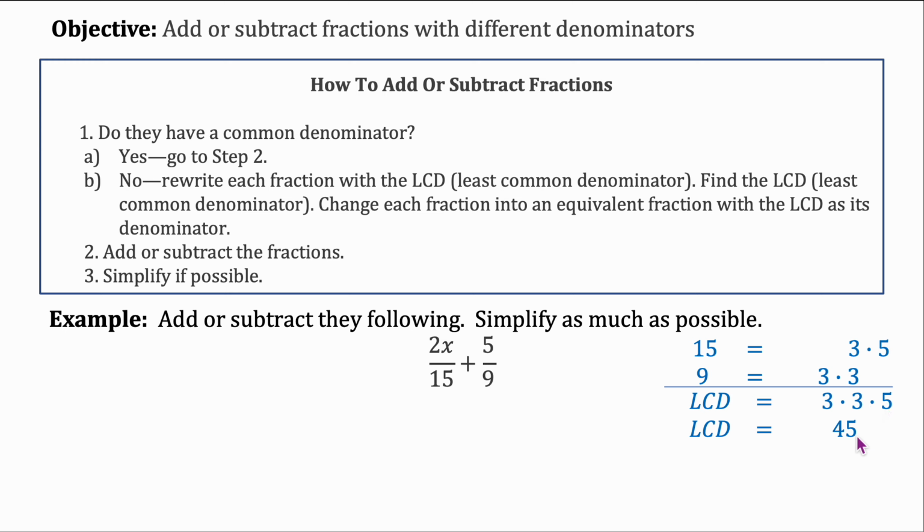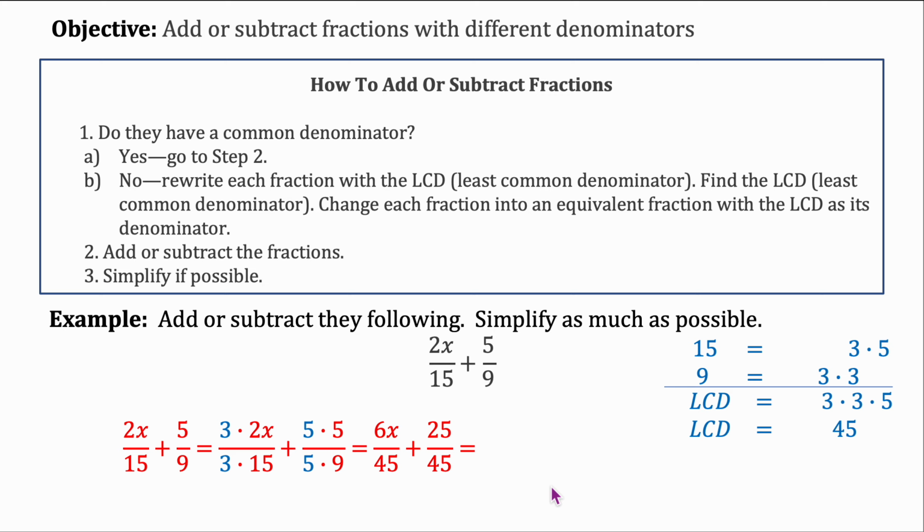Now, how do you tell if you're right? Well, 15 should divide evenly into 45. It does. 9 should divide evenly into 45. It does. We're going to do the same exact procedure as before. We're going to multiply what we need to turn those denominators into 45. So we need a 3 to multiply by 15. So multiply the top by 3. We need a 5 to change the 9 into a 45, so multiply the top also by 5.